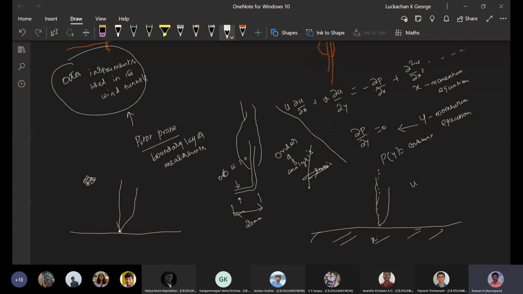Any questions, sir? Are you clear with that? For a particular x location within the boundary layer, with respect to y, your static pressure is going to be constant. That's what your boundary layer equation is telling. So if I want to measure the velocity profile, I need only P naught and P static, and P static is going to be constant. I'm going to measure only your total pressure and see that.